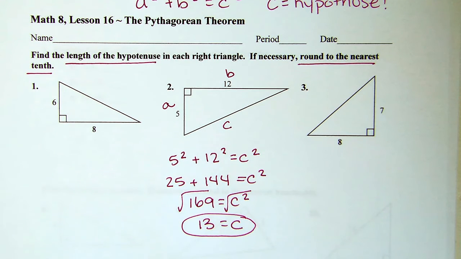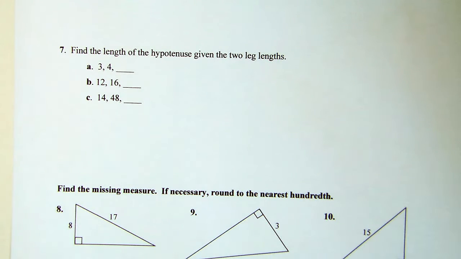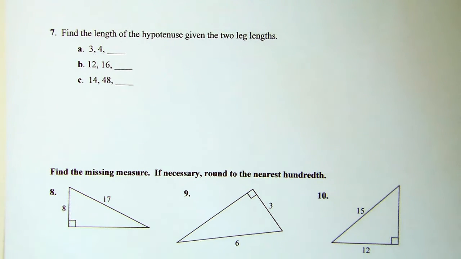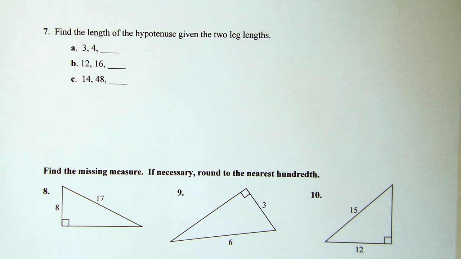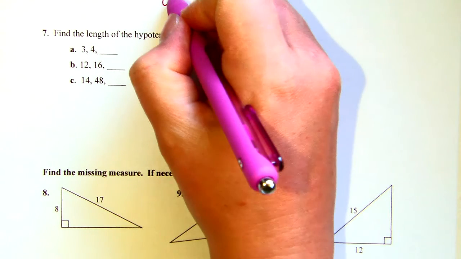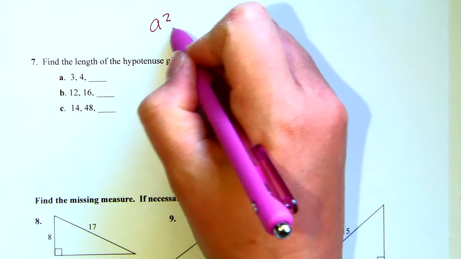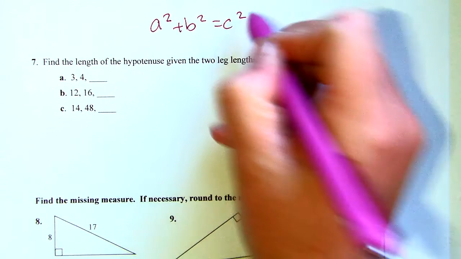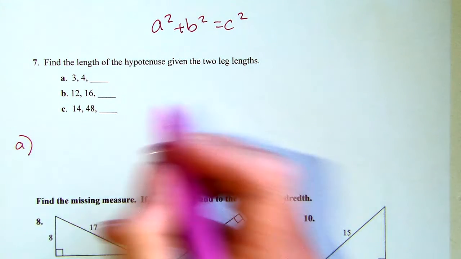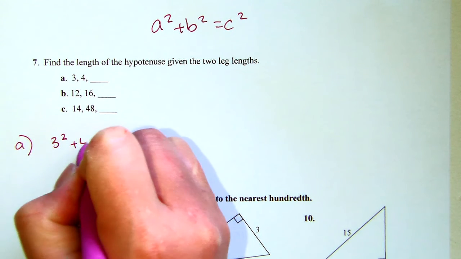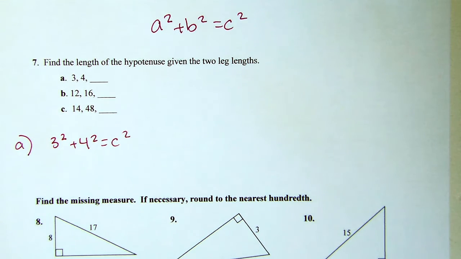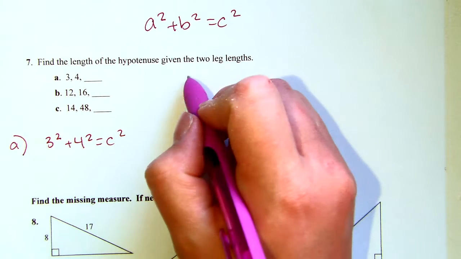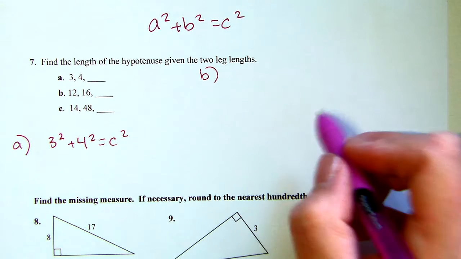Next, when we take a look at number 7, it's asking us to find the length of the hypotenuse for the two given lengths. So, for the two leg lengths, my apologies. So here, we're going to plug this in just like we would any other problem. I've got A squared plus B squared equals C squared at the top. For problem A, I'm going to have 3 squared plus 4 squared equals C squared. I'm going to need to write one of these out for B, and I'm also going to need to write one of these out for C.